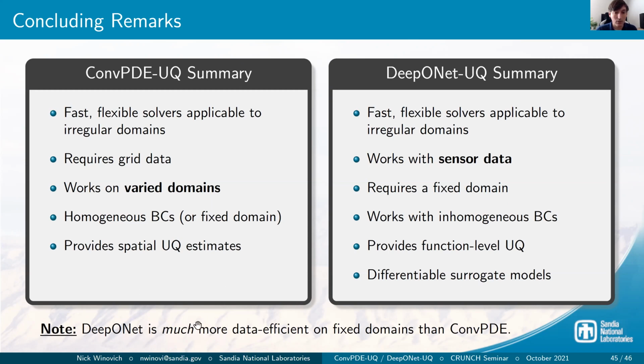And then one final thing is that when you're working on fixed domains, DeepONet is much more data efficient. I should just clarify, you can use maybe 10 to 100 times less data than the convolutional approach. So that's something definitely to keep in mind in addition to all of this.